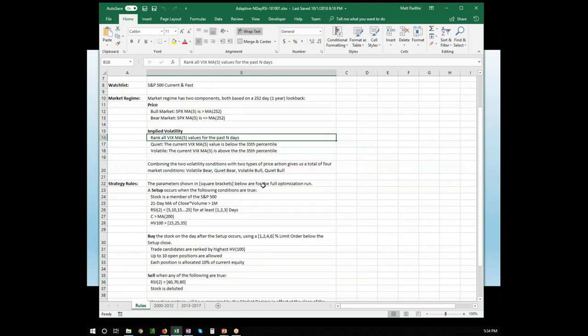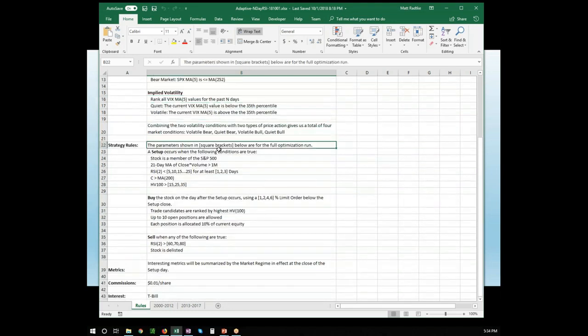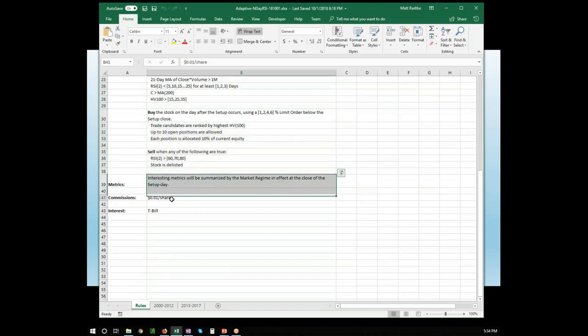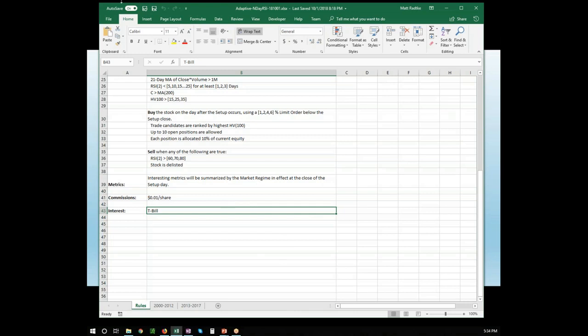The strategy rules we won't review again because we just talked about all those, but those are here in rows 22 through 37. And then I'm charging 1 cent per share commissions, and if there's cash left over in the account, we're using the T-bill rate to generate a little interest on that cash, much as a money market would in a regular trading account.